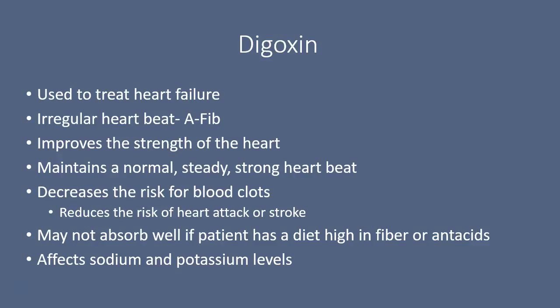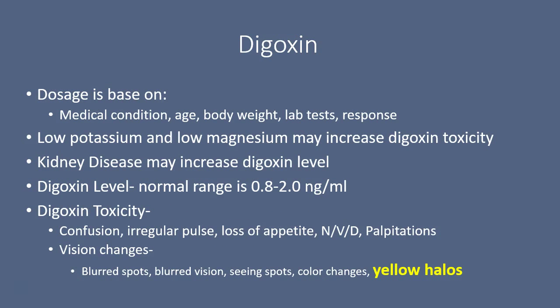It may not be absorbed well if the patient is on a high fiber diet or takes a lot of antacids. It affects sodium and potassium levels. Also, digoxin dosage is based on medical condition, the age, body weight, and lab tests, and the response to actually taking it. Low potassium and low magnesium diets may increase digoxin toxicity. Kidney disease may also increase digoxin level. Digoxin level, the normal range is 0.8 to 2.0.